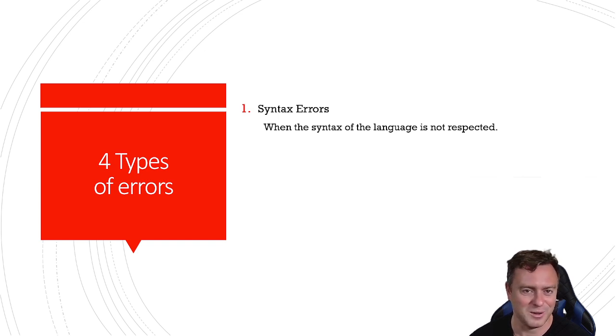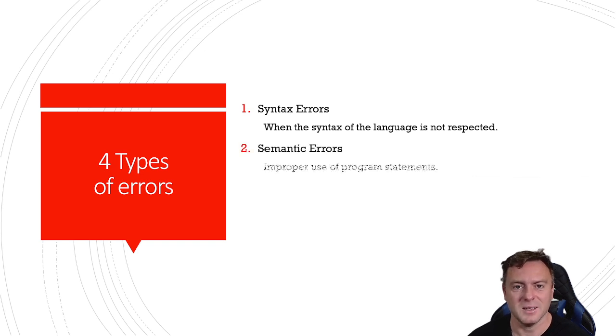So you put the wrong colons in, commas, all the different things are all over the show. The indentation's not right. You're not respecting the syntax. Semantic errors are a little bit different. This is improper use of the program statements. So syntactically, the structure is fine and it will compile, but you haven't really thought about the semantical meaning of what you're trying to do.